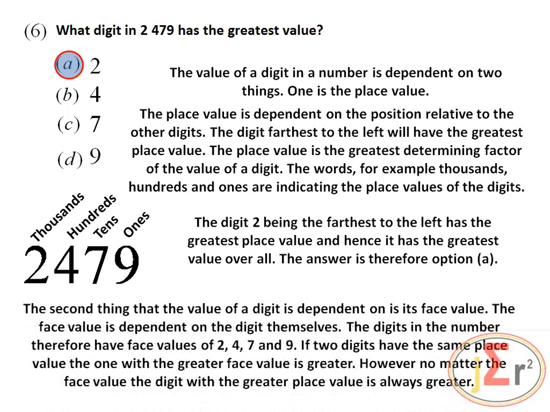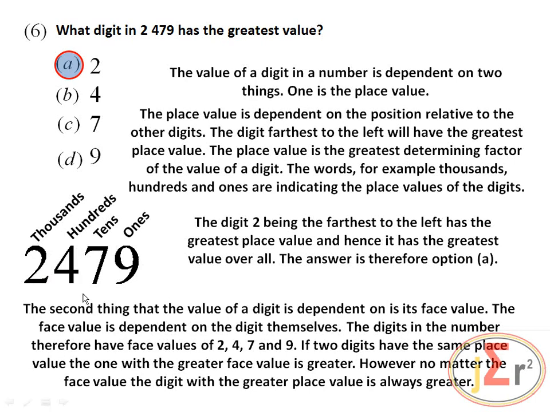The second thing that the value of a digit is dependent on is its face value. The face value is dependent on the digits themselves. The digits in the number, therefore, have face values of 2, 4, 7, and 9. If two digits have the same place value, the one with the greater face value is greater.